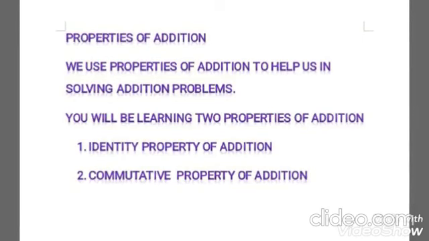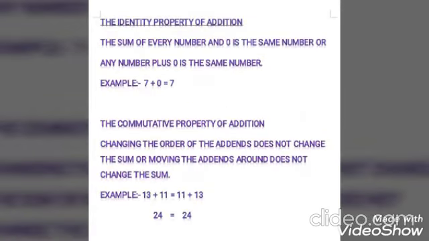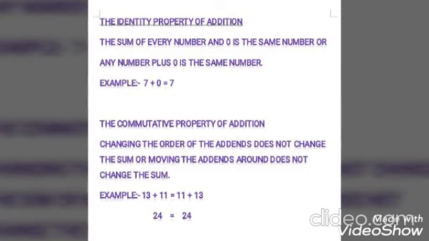Okay. So children, the first property is the identity property of addition. Now you must be thinking, why is ma'am teaching us properties when we are learning addition? And addition is so simple: to combine numbers, to find the total or to find the sum. But today ma'am is teaching us properties. What are these properties all about? So children, the first property is the identity property of addition.